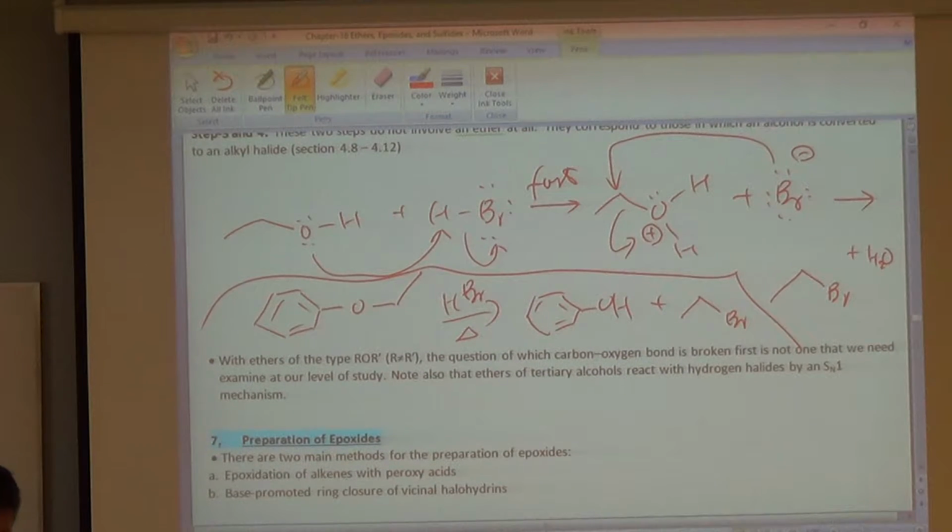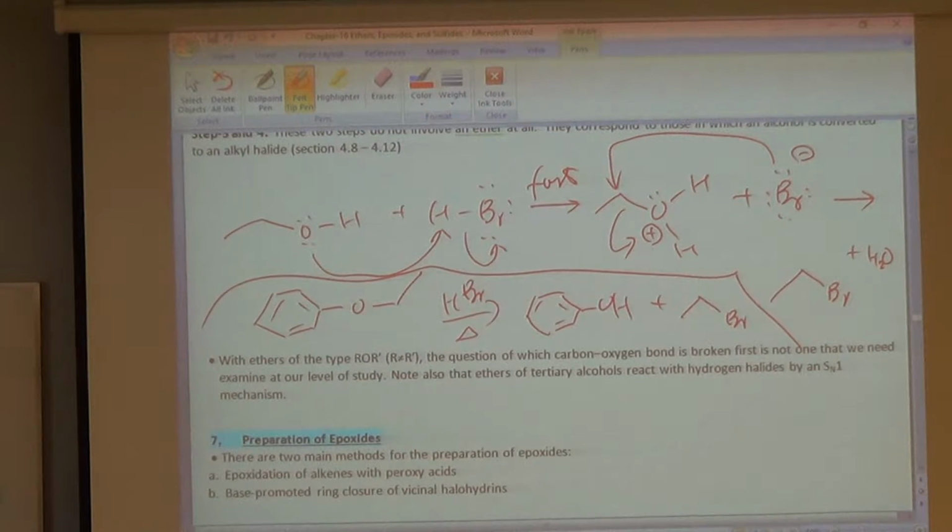So with each of the type of R or R prime, R not the same as R prime, which means the unsymmetrical ethers. The question is which of the carbon oxygen bond to break first. It's not the one that we need to use them in this level of study.